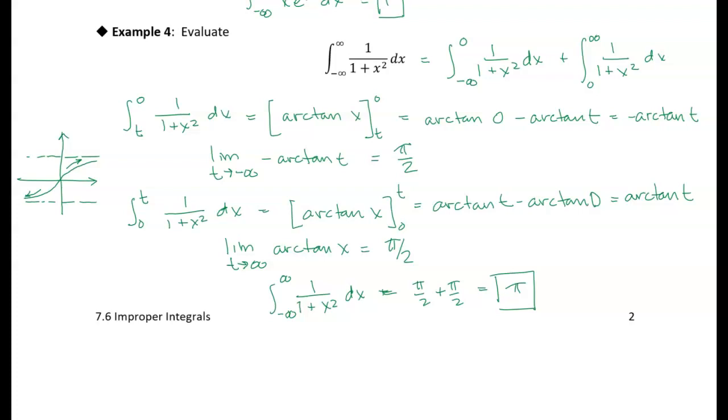Let's go on. That takes care of our discussion of this type 1 of improper integrals, where we have infinite intervals, and now we're going to look at type 2. So I'll meet you in the next video.